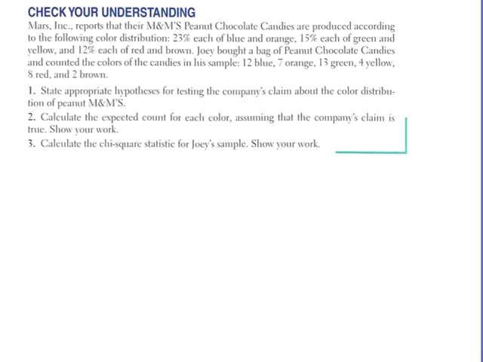To begin, we have an example about M&Ms. Mars Incorporated reports that their M&Ms peanut chocolate candies are produced according to the following color distribution: 23% each of blue and orange, 15% each of green and yellow, and 12% each of red and brown. Joey bought a bag of peanut chocolate candies and counted the colors of the candies in his sample. He had 12 blue, 7 orange, 13 green, 4 yellow, 8 red, and 2 brown.